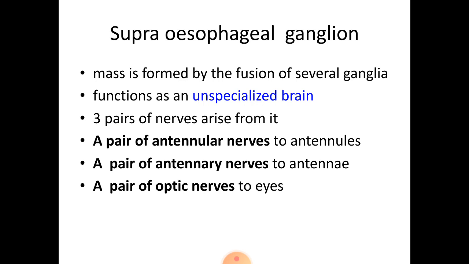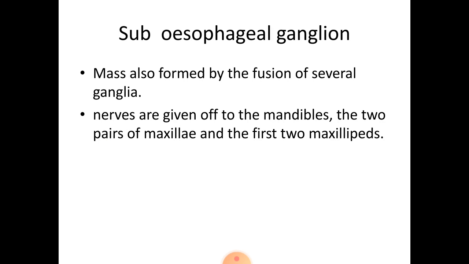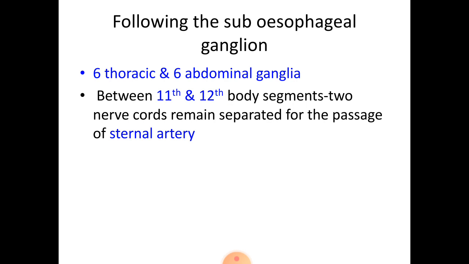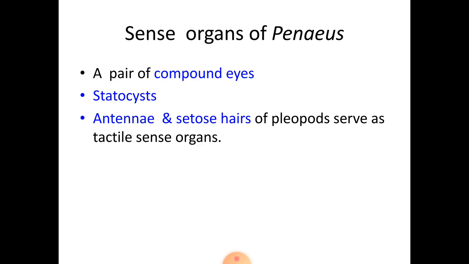A pair of antennular nerves to antennules, a pair of antennary nerves to antennae, and a pair of optic nerves to eyes. The subesophageal ganglion also gives off nerves to the mandibles, the two pairs of maxillae and first two maxillipedes. Following the subesophageal ganglion, there are 6 thoracic and 6 abdominal ganglia, and between the 11th and 12th body segments, the 2 nerve cords remain separated for the passage of an artery called sternal artery. Next is the sense organs or receptor organs.